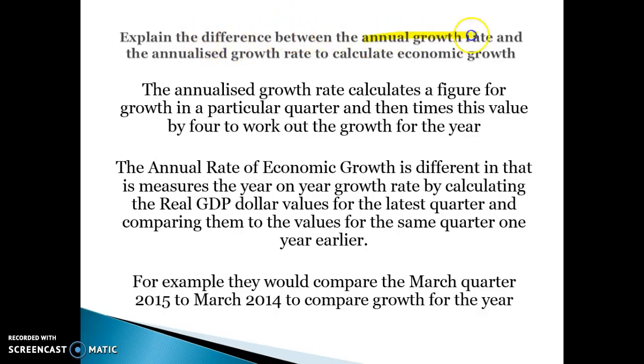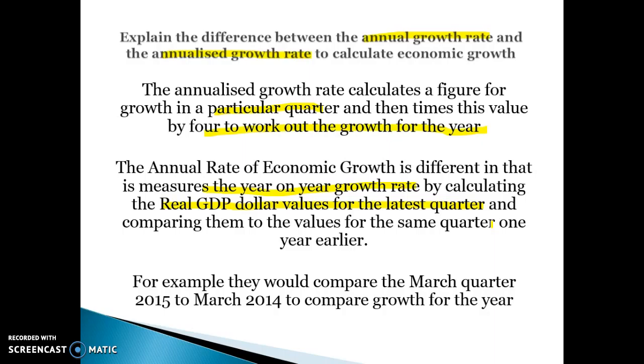So here's basically how to go about a question. Explain the difference between the annual growth rate and the annualized growth rate to calculate economic growth. Well, the annualized growth rate calculates the figure for growth in a particular quarter and then times its value by 4 to work out the growth for the year. This is different to the annual rate of economic growth, which measures the year-on-year growth rate by calculating real GDP dollar values for the latest quarter and comparing them to the values for the same quarter 1 year earlier. So comparing April, May and June of 2014 to April, May and June of 2013.